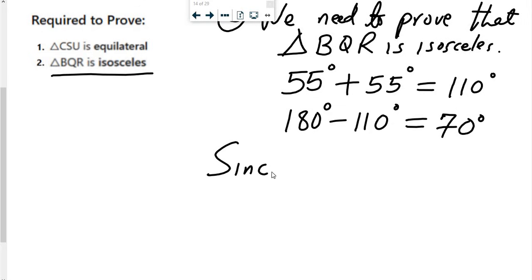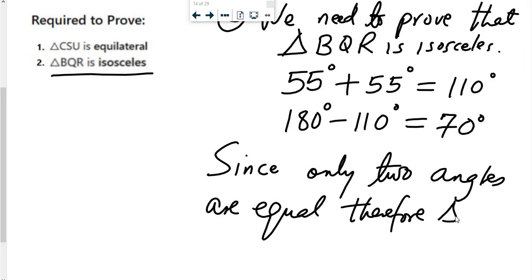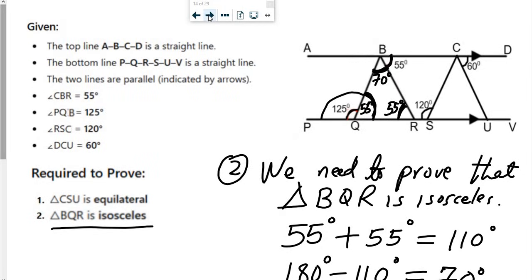So we say, since only two angles are equal, therefore triangle BQR is isosceles, and hence proved. Alright? The next question.